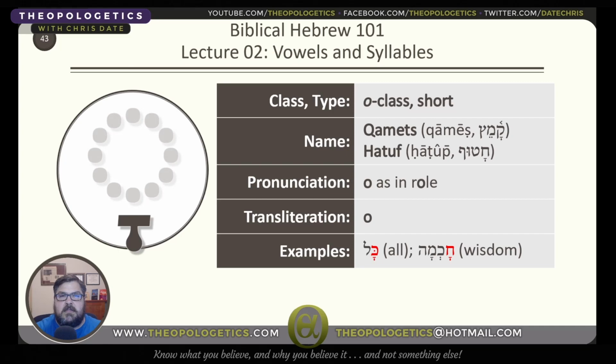Remember, the komets, not the komets chatuf, but the komets makes the ah sound in the word baal. And so you're going to be tempted when you look at these words to pronounce them kal and chachma, but they're not. They're kol and chokhmah.